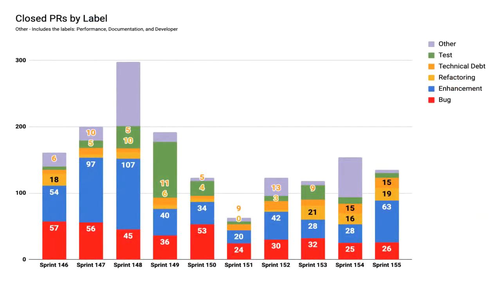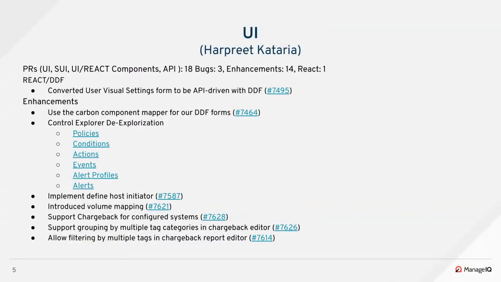In terms of distribution, we had 63 PRs were enhancements, 26 as bugs. I think that the enhancements are there because we're trying to get to the end of the next release, the Alaska release, which we're hoping to start branching and working on soon. And with that, I will turn it over to Harpreet.